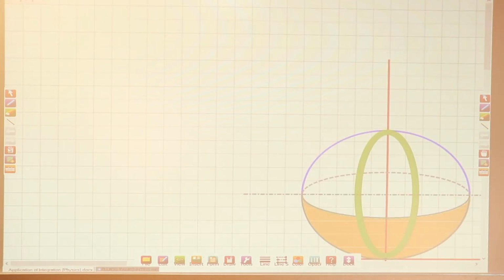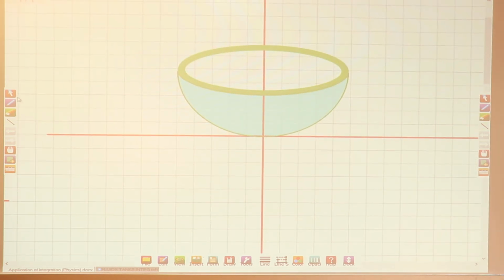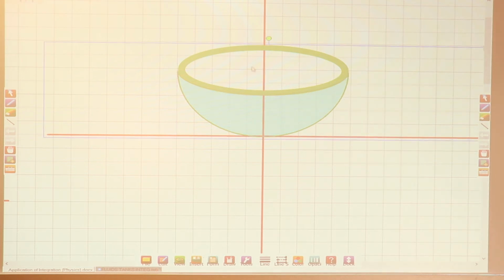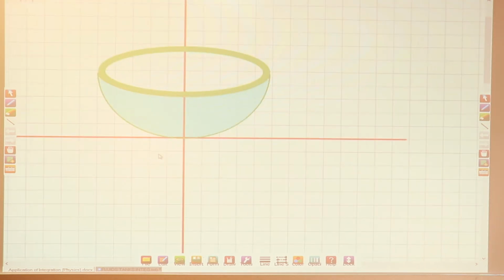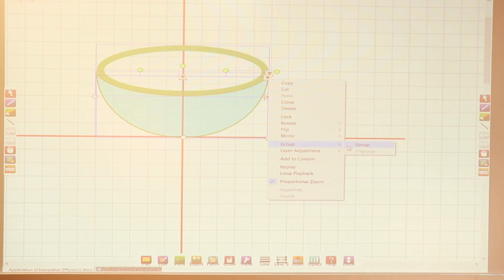Okay, this is what we're gonna do next. Let me just take this again. Group. I need only that one to be grouped, any group. I need to control it to make the group able to control.